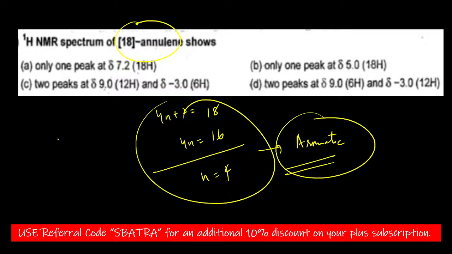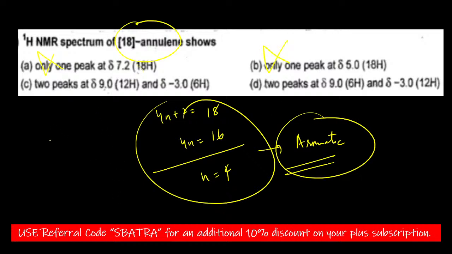Now we know in aromatic annulene systems, we get two different types of peak. One is periphery protons and one is inside protons, okay. So definitely we'll be getting two different types of peak. So we can cancel out option A, only one peak. We can cancel out option B, only one peak, okay. So now we are left with option C and option D, okay.